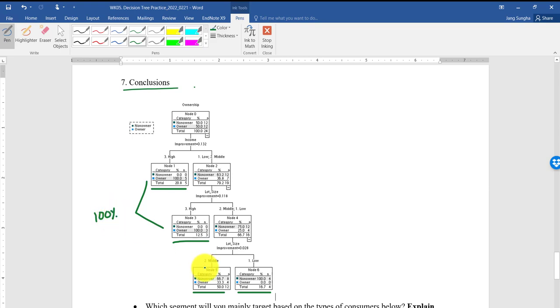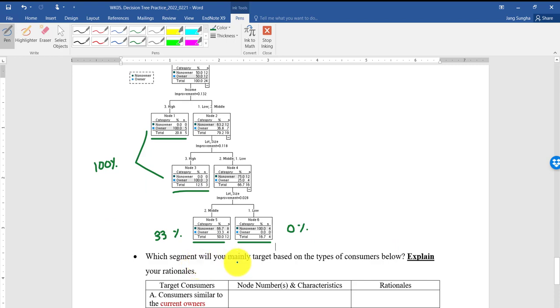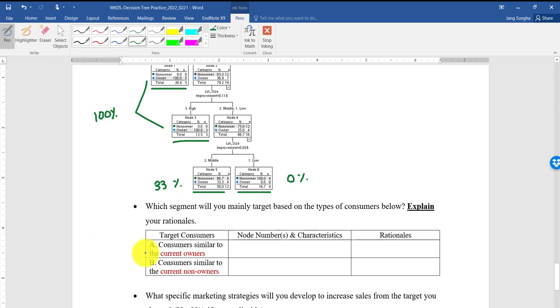According to node 5 and 6, only, node 5, only 33%, and then node 6, 0%. Which segment will you mainly target based on the types of consumers below? So you can choose either one: consumers similar to the current owners or consumers similar to the current non-owners.